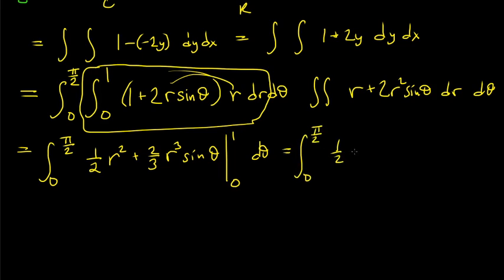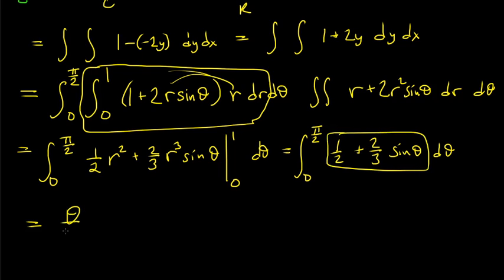Now we just evaluate it between r equals 0 and r equals 1. So that's just 1/2 plus 2/3 times sine of theta, minus 0. You plug in 0, you just get 0. So now when we integrate this, we just get 1/2 theta minus 2/3 cosine theta, and then we'll just evaluate that between 0 and pi over 2.